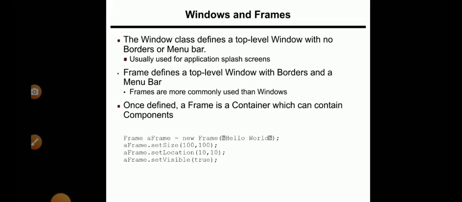How can we create a frame? First we have to create the object for the frame. In this example, aFrame is the object. So you have to create an object for that Frame class, and the name of the frame is Hello World. After that you can set the size, set the location and set the visibility. By using the setSize, setLocation and setVisible functions, you can set all those things.